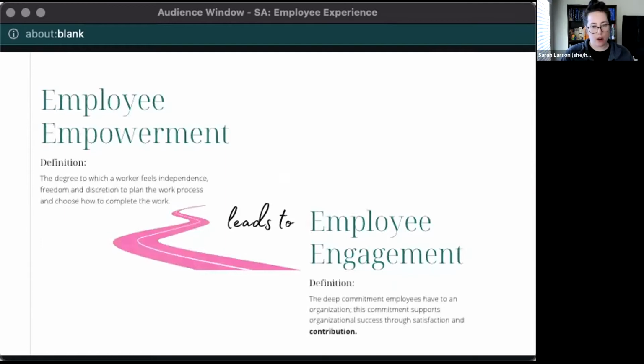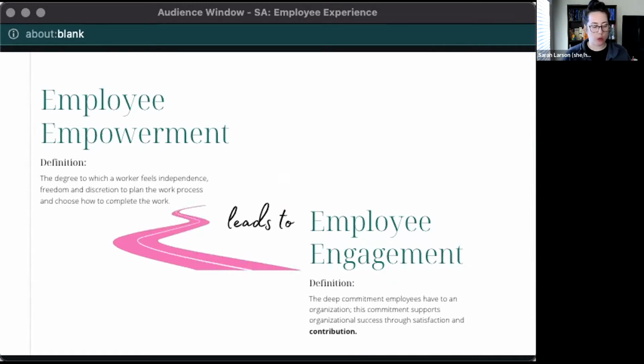So employee empowerment, we've seen that these are both outcomes of the employee experience. So what's the difference between them? Engagement can be seen as an outcome from employee empowerment. I'll read the definition for you on here. It says, the degree to which a worker feels independence, freedom, and discretion to plan the work process and choose how to complete the work.